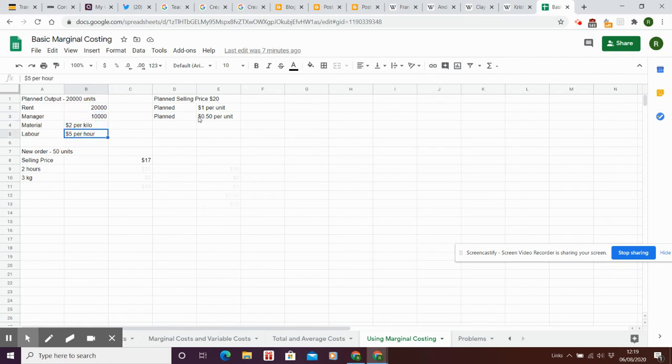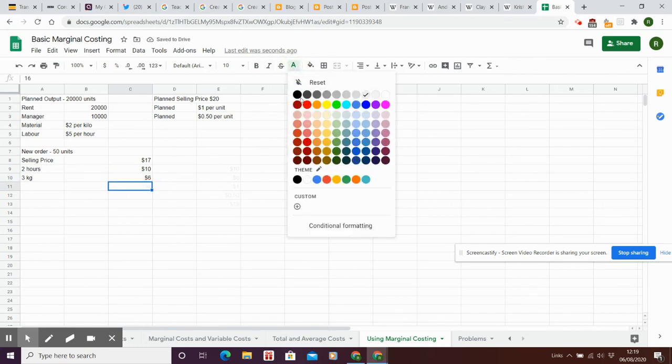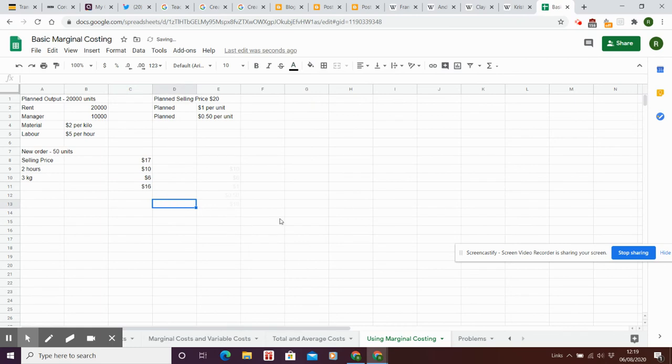So here, somebody's come along and they've offered a new order of 50 units, but they're only offering to pay $17. Now we know it takes 2 hours to manufacture. So that's going to cost me $10, 2 lots of 5, and it's going to use 3 kilograms of material. The material is 2 kilograms per item. So my total cost of production is going to be $16.